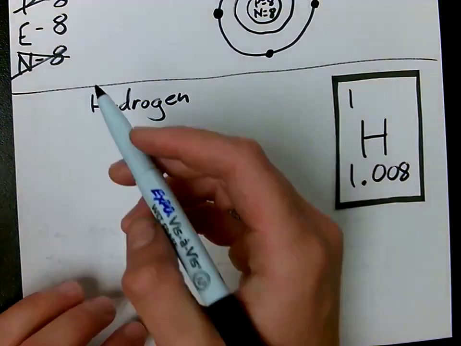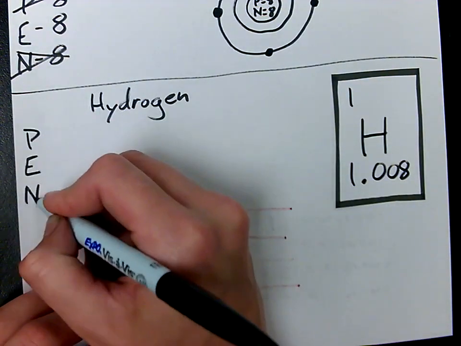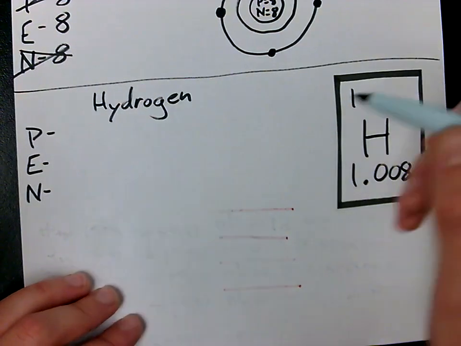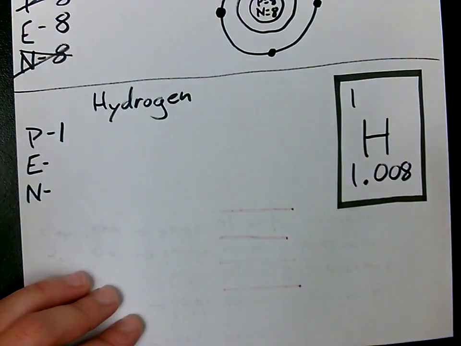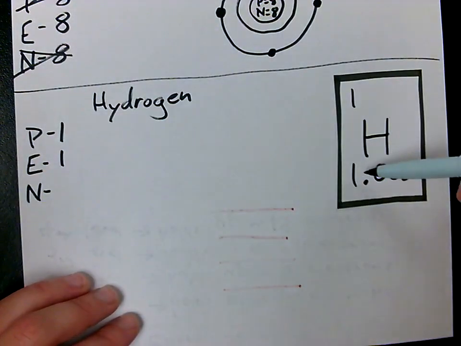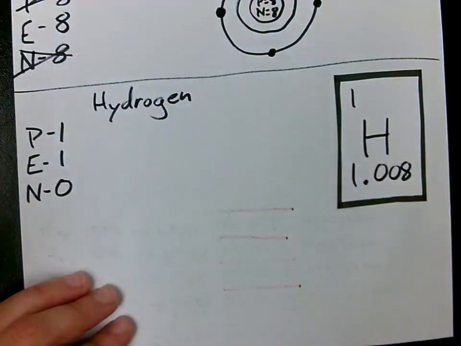Tile on the table, periodic table. Protons: its atomic number is 1, so it just has 1 proton. Electrons and protons will always be equal. Neutrons: 1.008 rounds to 1, and 1 minus 1 is 0. So hydrogen actually doesn't have any neutrons.